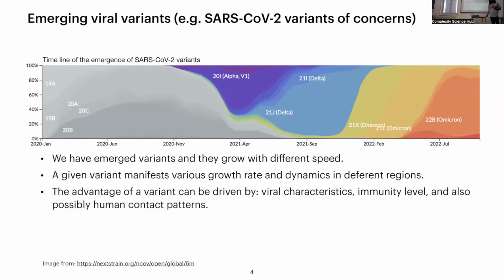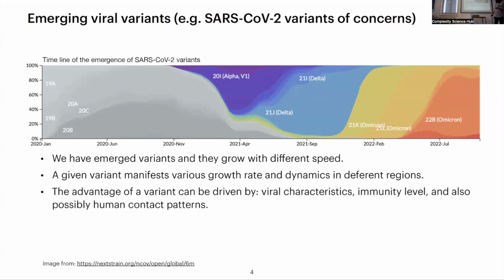So interestingly, we observed that the outcome of this competition, specifically the growth rate of different variants, is diverse in different geographical locations. This means that even for a given variant, we have observed a different growth rate and diverse advantage across different regions. So that triggered this question: what are the possible key factors that can affect the advantage and the growth rate of a competing variant?